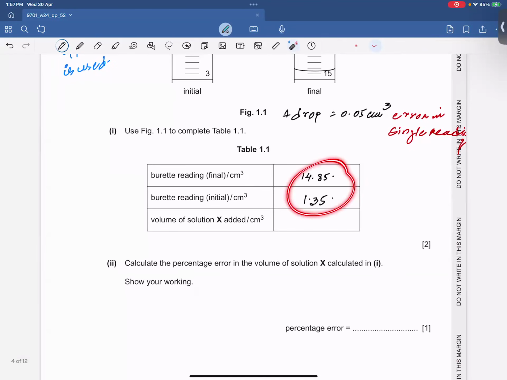So if we take the difference between these two values, let me check. 14.85 minus 1.35 is going to be 13.5. And because all these are in 2 decimal places, it is 13.50.